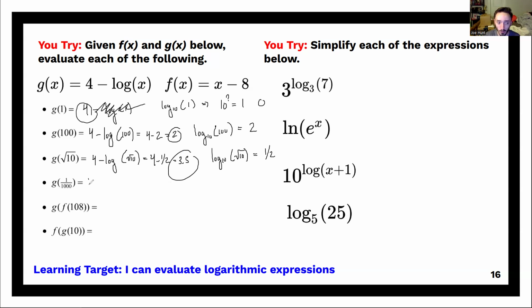If I've got g of 1 over 1,000, I'm essentially asking the question, hey, 10 to the what is not just 1,000, but 1 over 1,000? So to get 10 to look like 1,000, I'm going to have to do 10 times 10, which is 100, and then 100 times 10, which is 1,000. So I've got to do 10 to the third. However, if it's a fraction that's upside down, it's not just a power of 3 that I need, it's a power of -3. So this is the same thing as 4 minus 3, which is equal to 1.